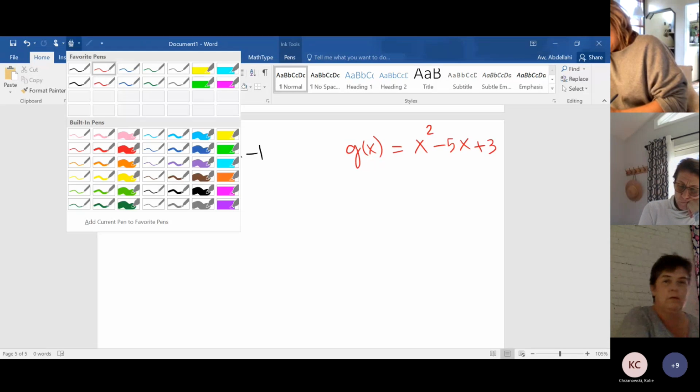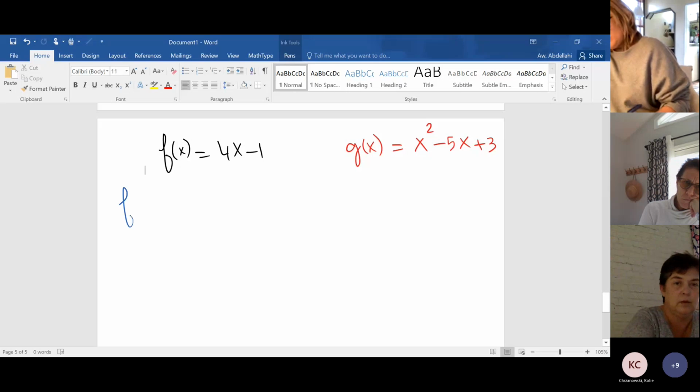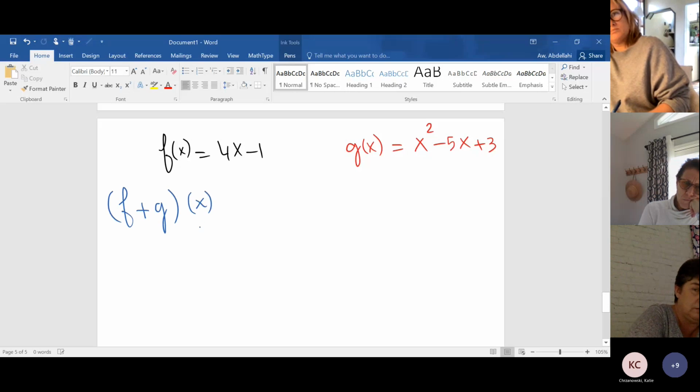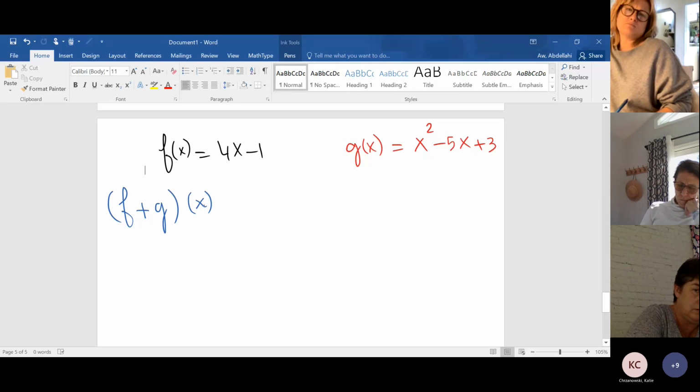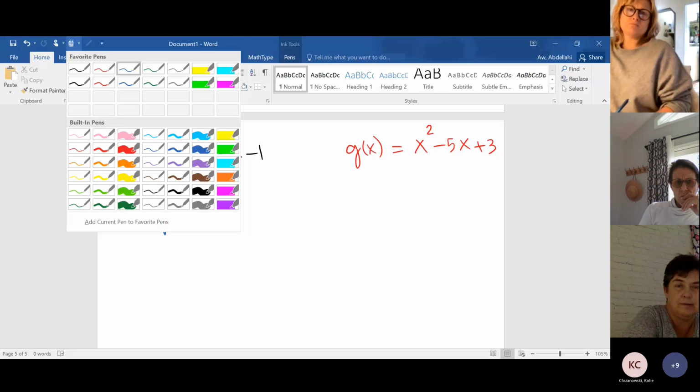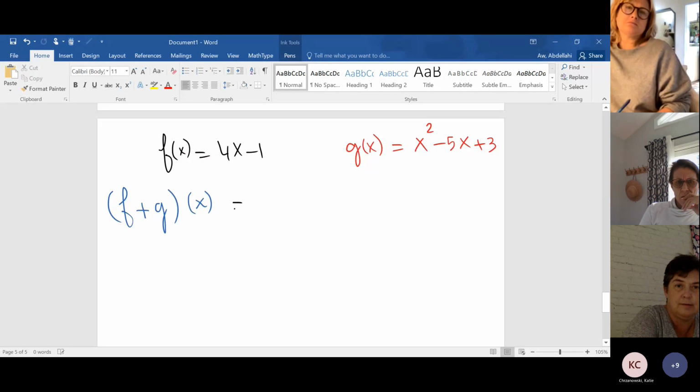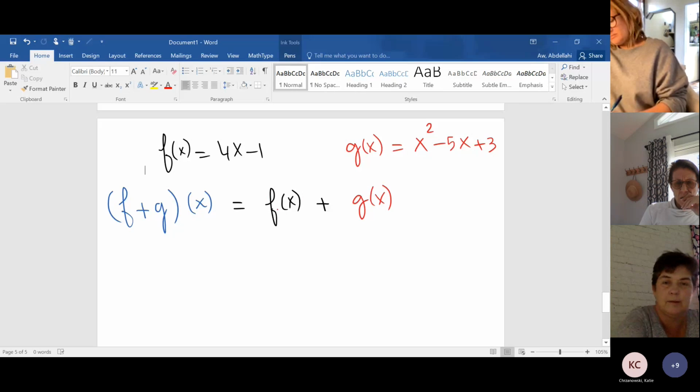Now we ask you this question. What is f plus g of x? You see here, we haven't said a particular x. We didn't put a particular number. We just said in general, what is f plus g of x in general? This one is even simpler, in a sense. This is just f of x plus g of x, right? By definition. Since I have no number to plug in, I just report f of x.